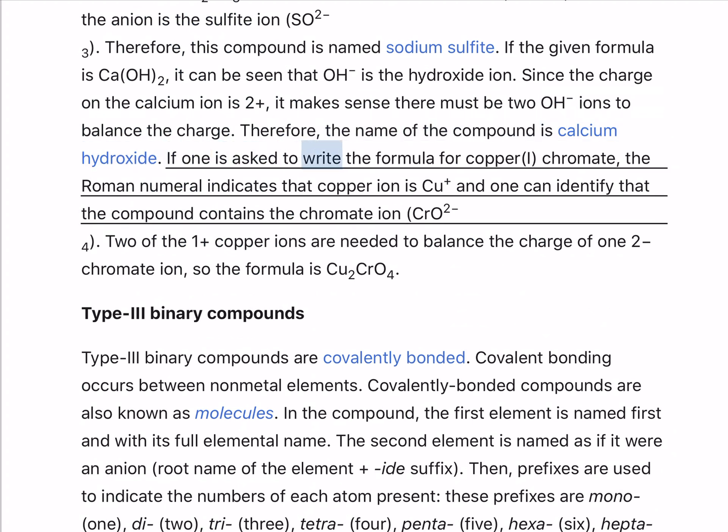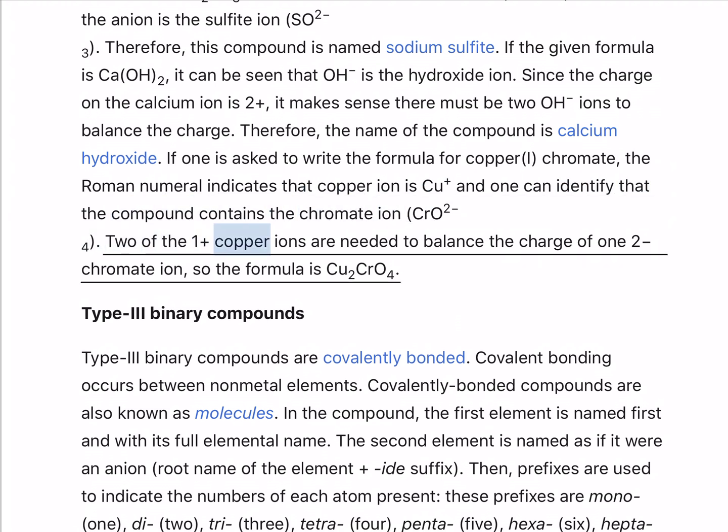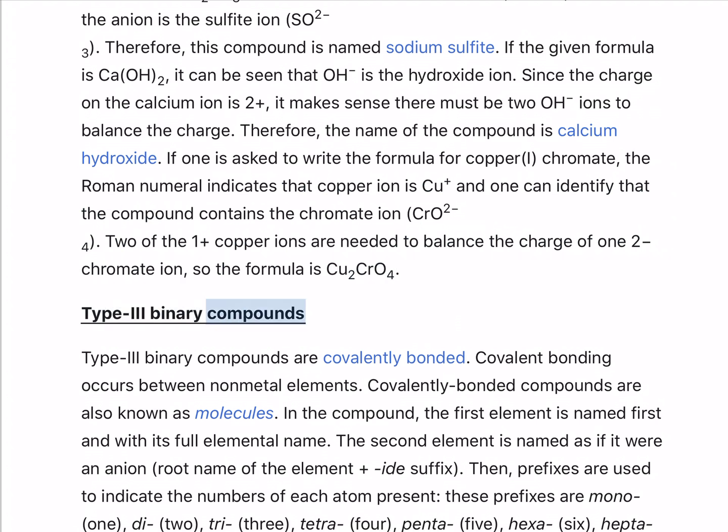If one is asked to write the formula for copper(I) chromate, the Roman numeral indicates that the copper ion is Cu+, and one can identify that the compound contains the chromate ion, CrO4 2−. 2 of the 1+ copper ions are needed to balance the charge of 1 2− chromate ion, so the formula is Cu2CrO4.